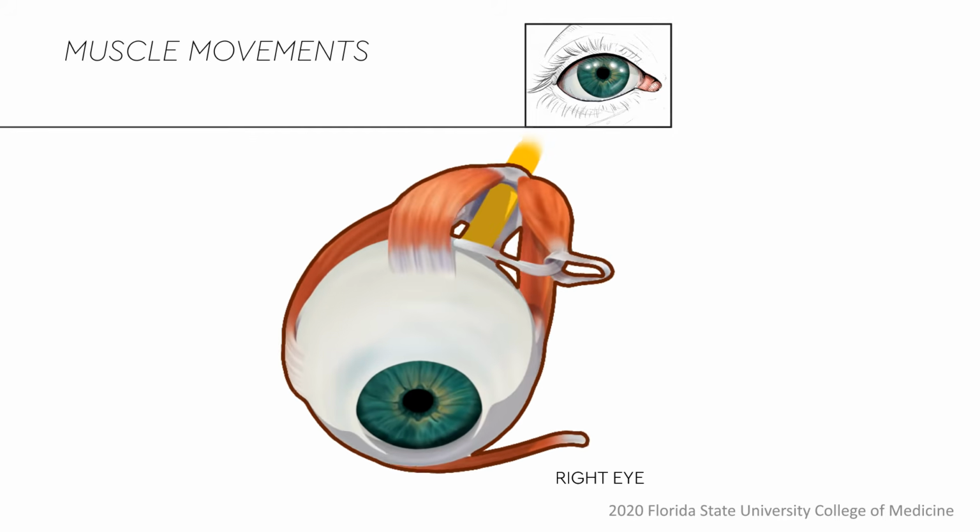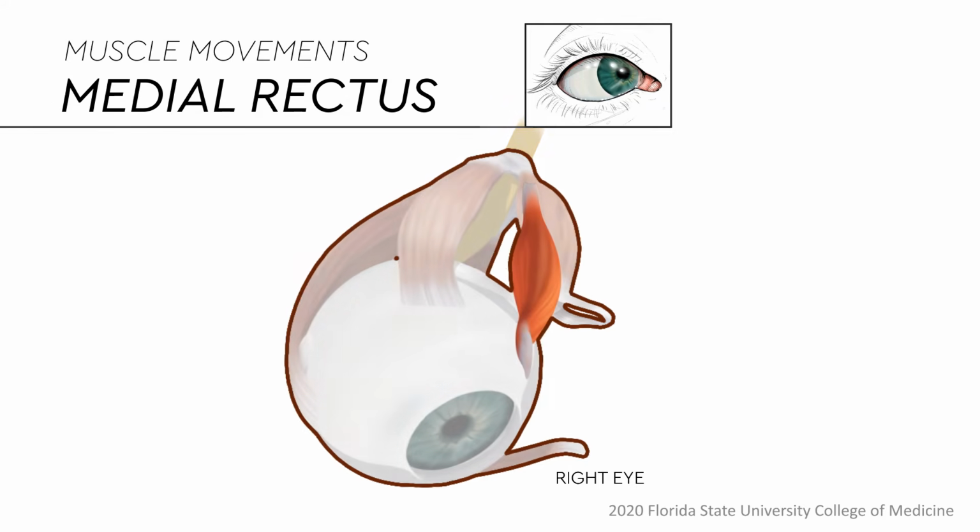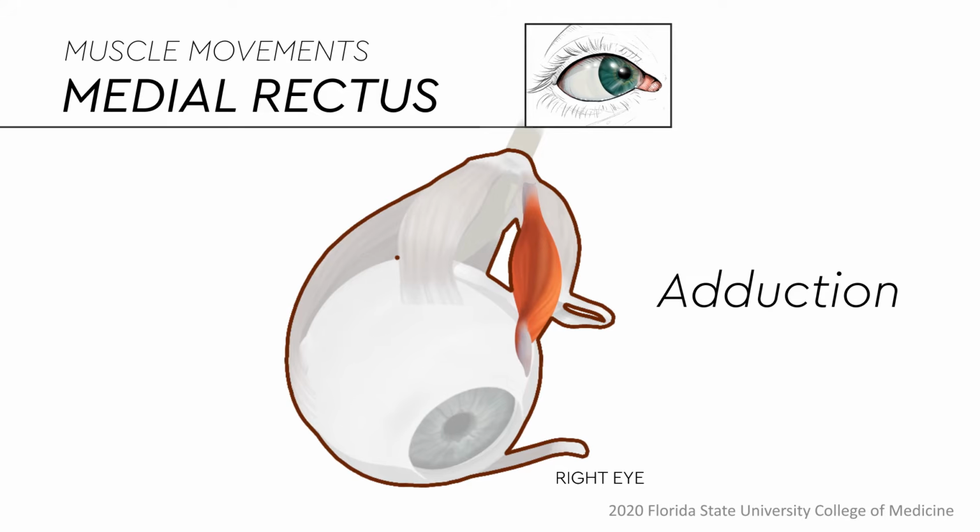Now let's look at the movements produced by each one of the extraocular muscles. We'll start with the medial and lateral rectus muscles, since they are each responsible for producing a single, straightforward eye movement. Contraction of medial rectus causes adduction of the eye. Medial rectus is the primary adductor, though other extraocular muscles can assist in this movement.